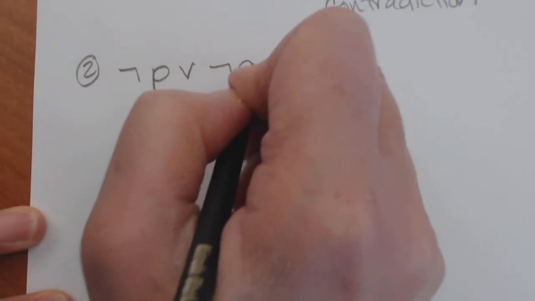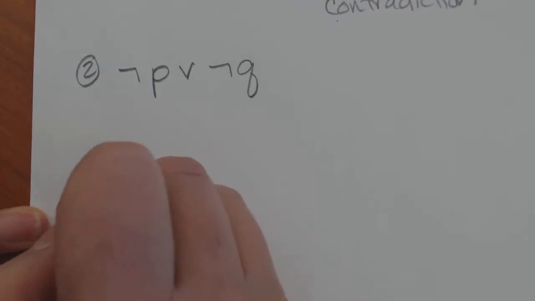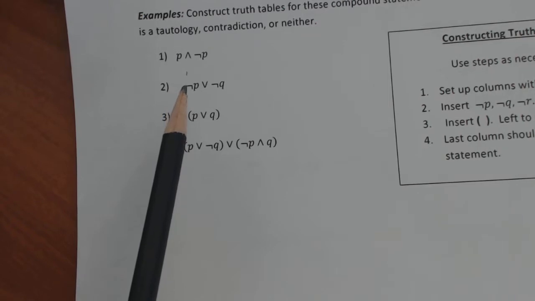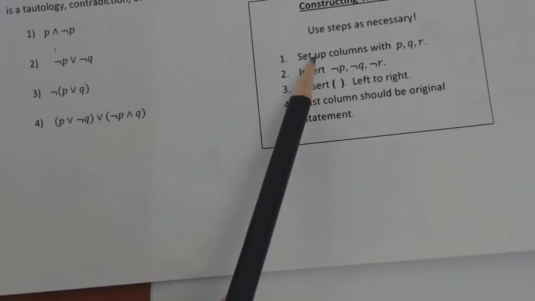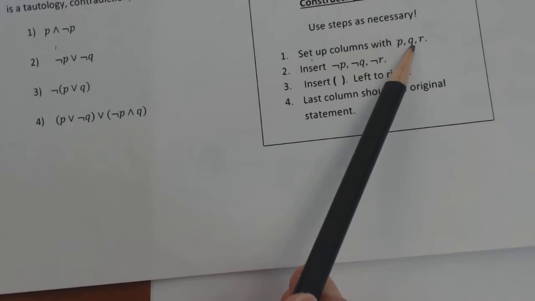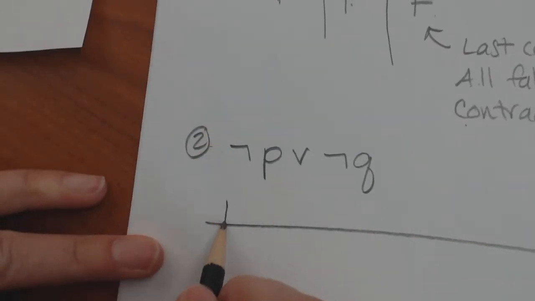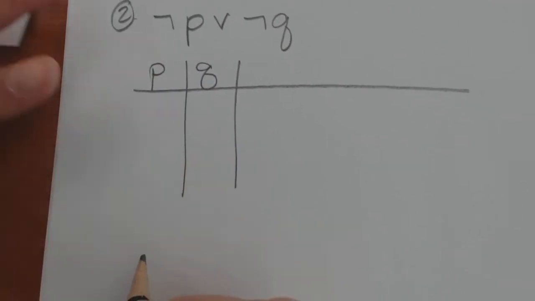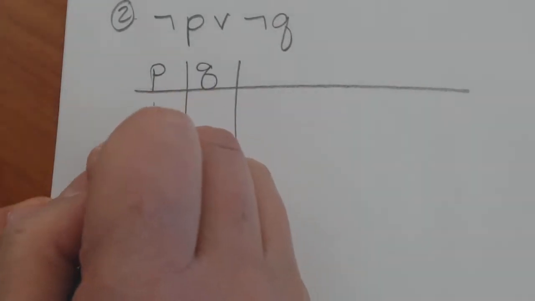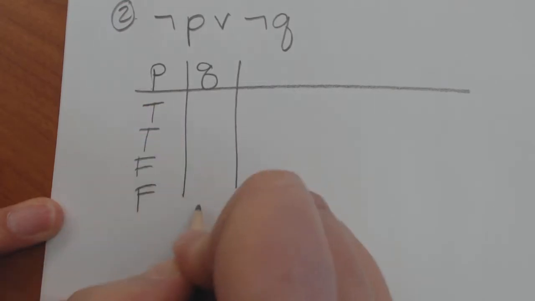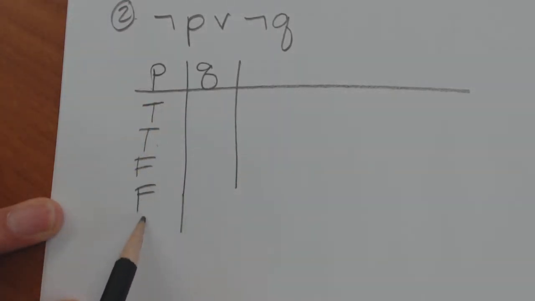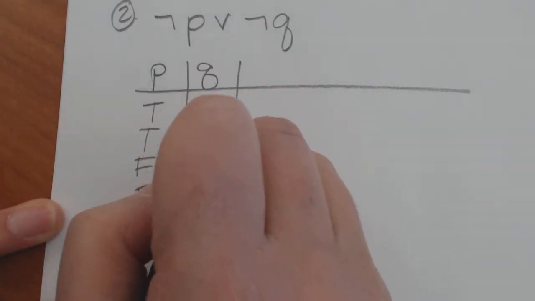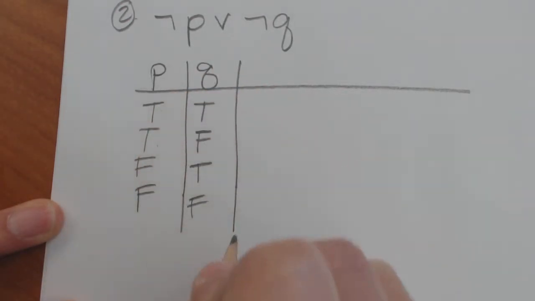Our second one on our paper is not P or not Q. So we're going to set up our table. One, we set up our columns. We have P and Q now. We set up P and Q the same way all the time. We have 2 letters, which means we're going to be having 4 choices for each. P always gets 2 trues followed by 2 falses, and Q gets true, false, true, false.